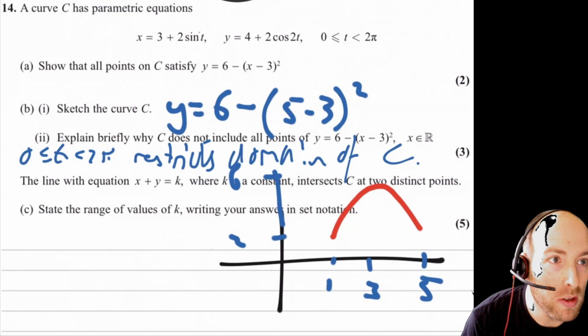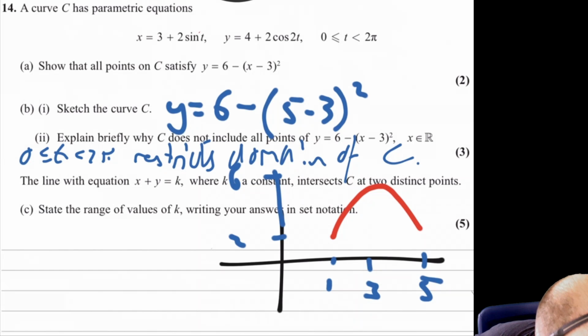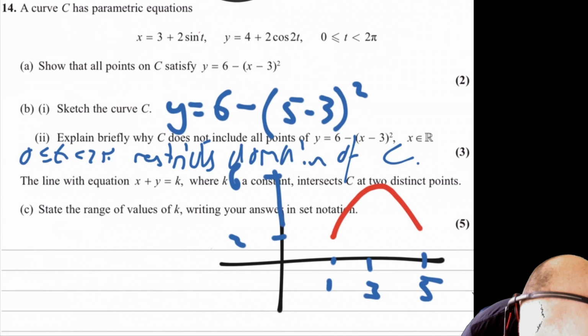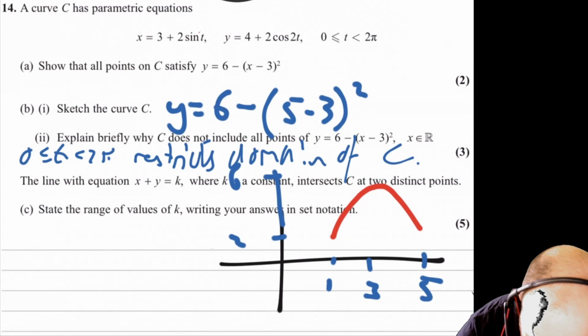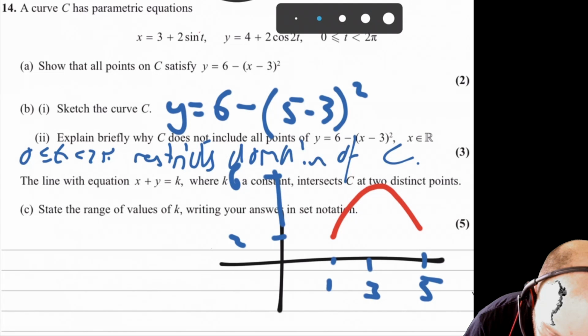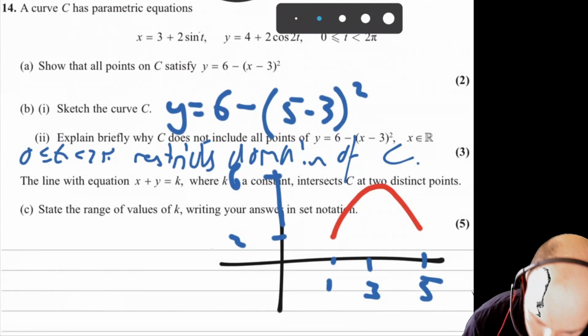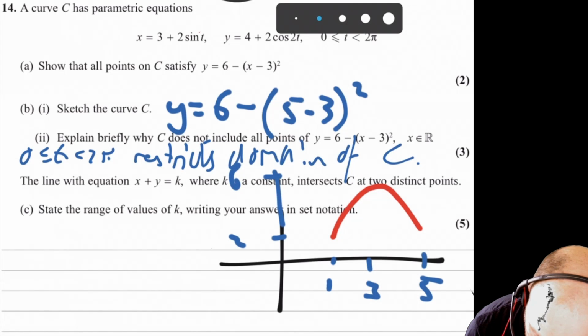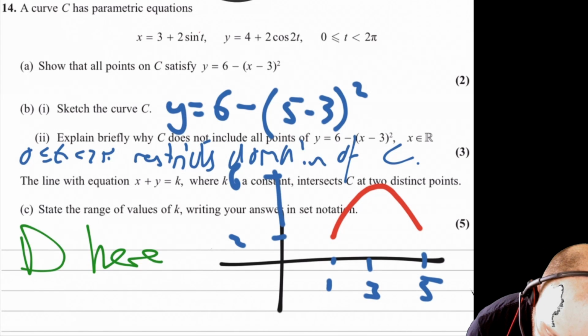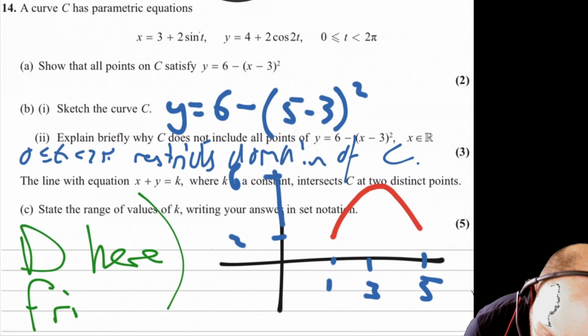Okay, how long have I been doing? I don't have any time. I'm going to go through this real quick, guys. So this other line intersects at 2 distinct points. So, shall we just? Nope. Let's just do this tomorrow because I don't want to rush it. It's 5 marks. Friday.